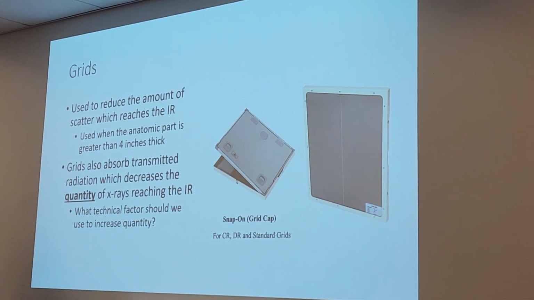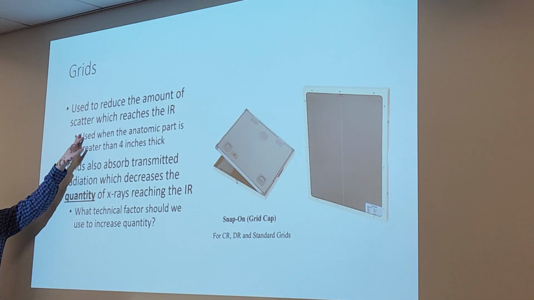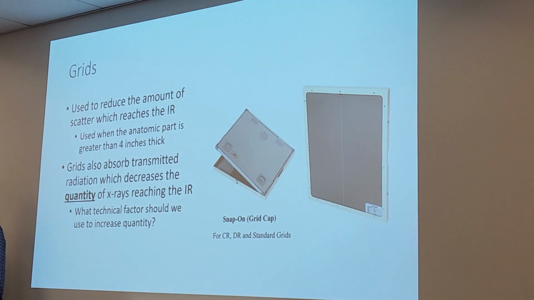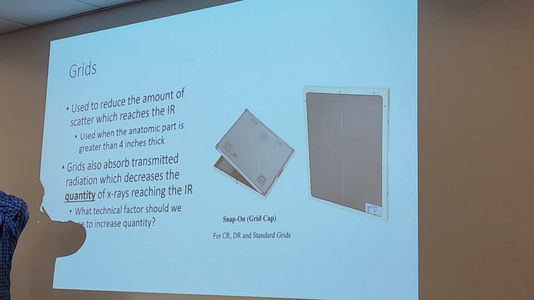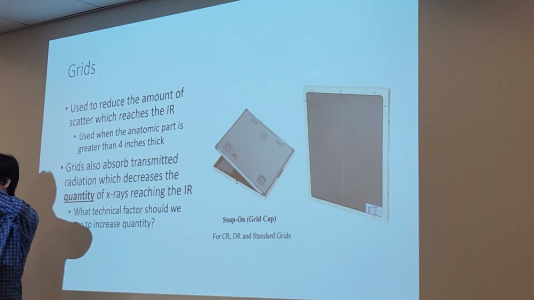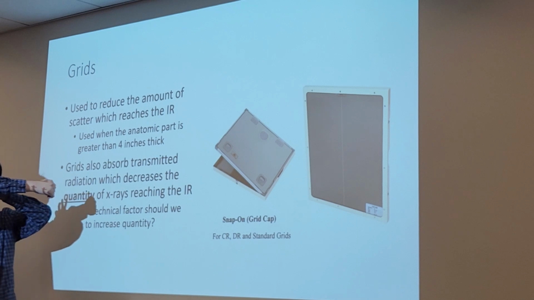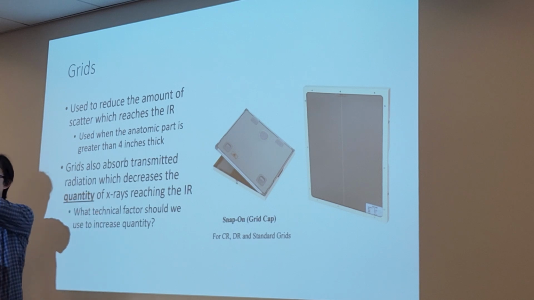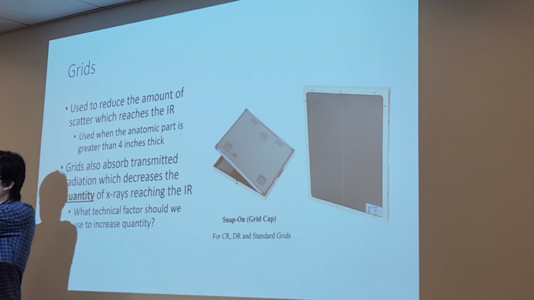So when do we use a grid? Usually when the anatomic part is thicker than 4 inches. So finger, right? No, doesn't need a grid. How big is 4 inches? About this much. Right? Hand doesn't need a grid. Wrist doesn't need a grid. Forearm doesn't need a grid. Elbow doesn't need a grid. But shoulder? Yeah, you want a grid for the shoulder, don't you?